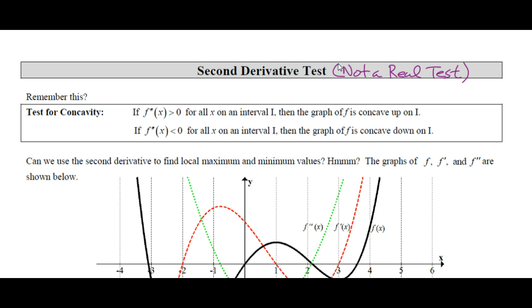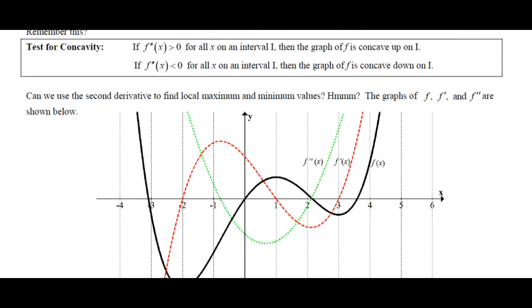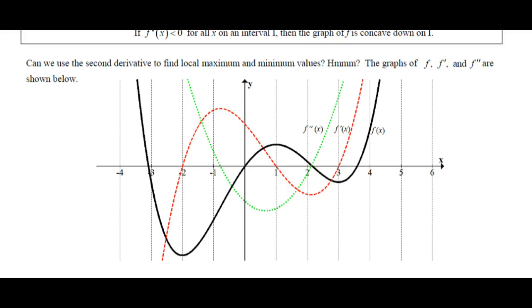If f double prime of x is less than 0 for all x on an interval I, then the graph is concave down. Can we use the second derivative to find local maximum and minimum values? The graphs of f prime and f double prime are shown below.